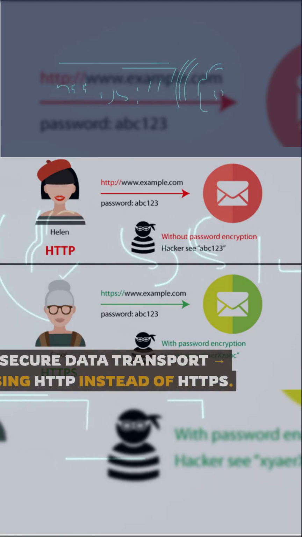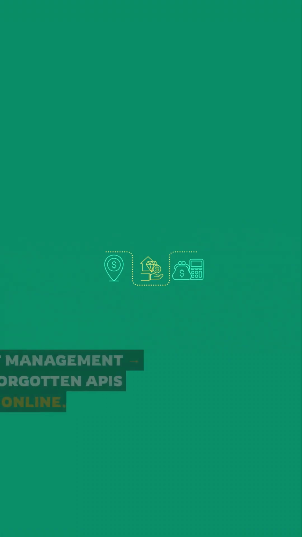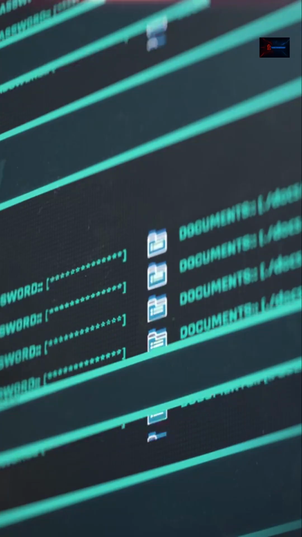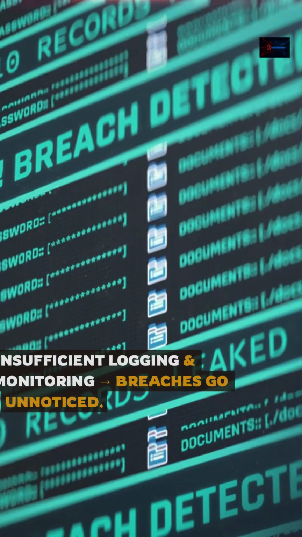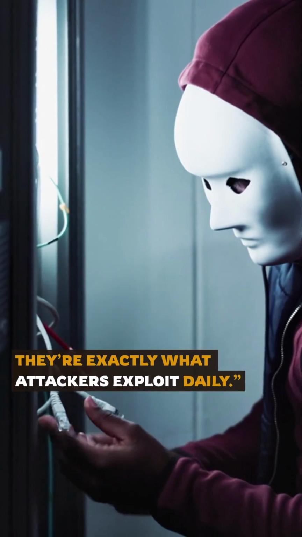Insecure data transport, using HTTP instead of HTTPS. Improper asset management, shadow or forgotten APIs still online. Insufficient logging and monitoring, breaches go unnoticed. They're exactly what attackers exploit daily.